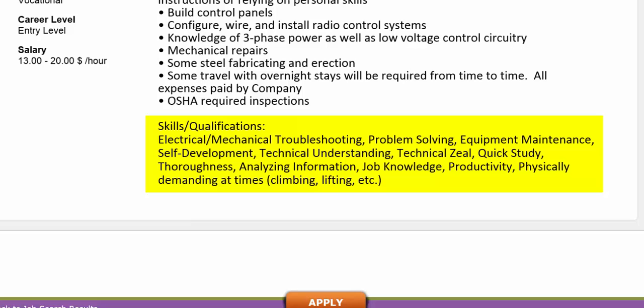They continue by listing some skills/qualifications, and these are somewhat redundant from what's previously been stated in the ad, but you know if something is stated multiple times in a job ad, that thing is particularly important for that employer. So these are things that you would want to really demonstrate in your letter of application and resume.